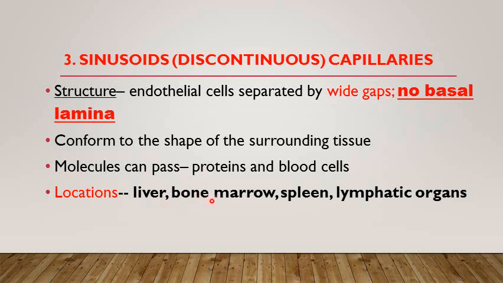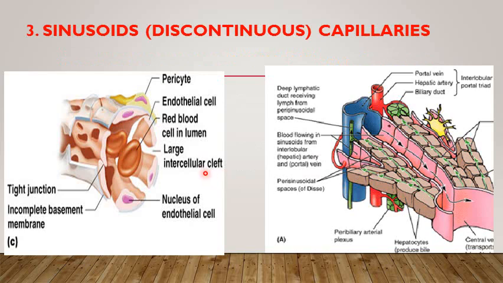Then in the bone marrow and the spleen, which is a lymphoid organ. So all lymphoid organs have these sinusoidal capillaries. Just have a look at the structure here. You can see very wide gaps present in the sinusoidal capillaries, which have a very incomplete or absent basal lamina. So macromolecules and these formed elements can also be absorbed and pass through these gaps.